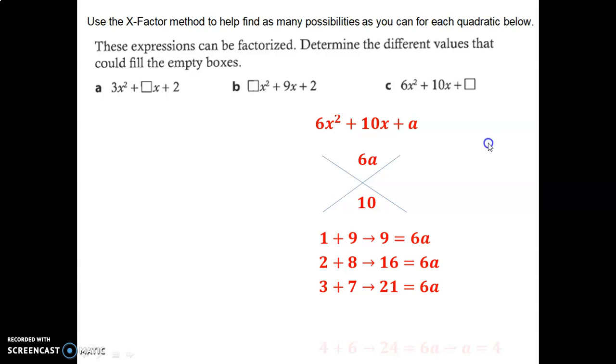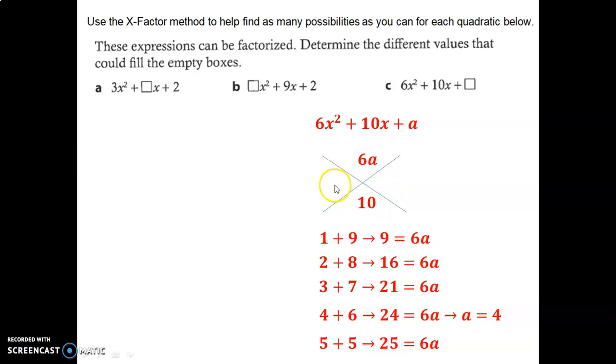In this case, let me show you something here. All right, 6a on top, 10 here. So you're adding two numbers to make 10. 1 plus 9 makes 10. But then 1 times 9 equals 6a. And that does not give you a whole number. No good.